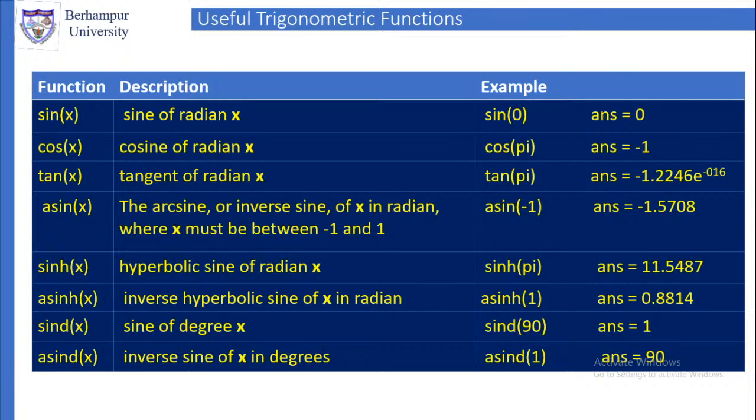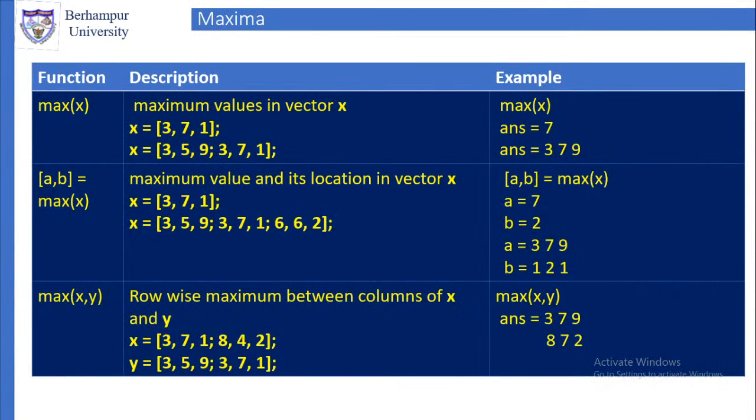Then let us see the maxima. How to find the maxima? So max(x) gives you the maximum value in a vector x. Suppose x is equal to [3, 7, 1]. It's a row vector, and the elements, or the columns in that row vector, are 3, 7, 1. If I write max(x), between 3, 7, 1, the maximum value is 7. So the answer will be 7.